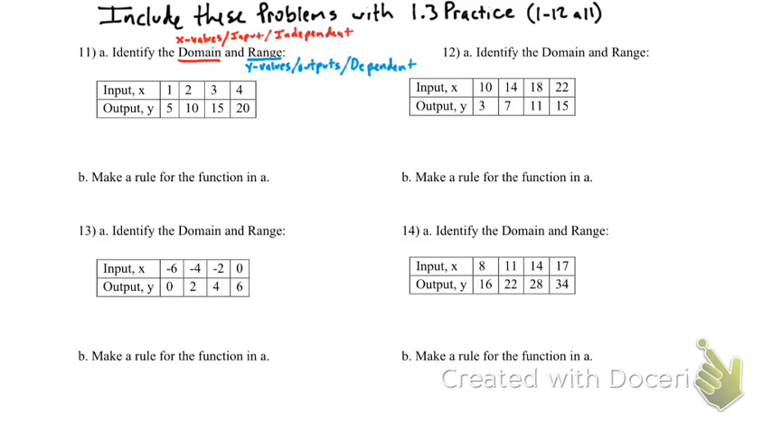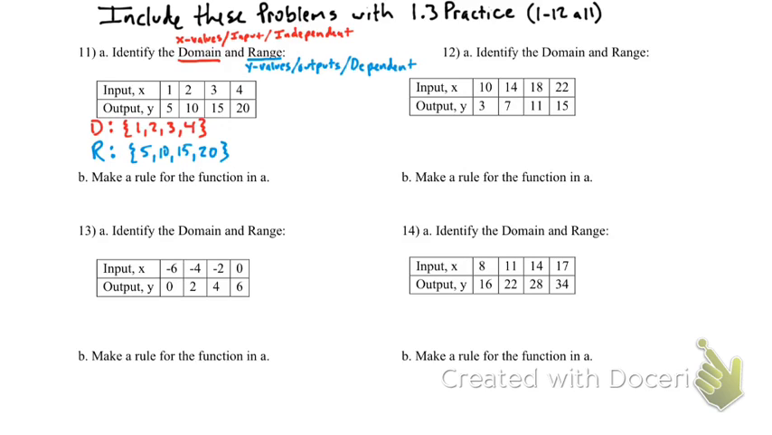So simply in number 11, part A, we are going to identify the domain and range from this table. So put it simply, my domain is just all the x values. And we write our domain using these squiggly brackets here. So our domain is going to be 1, 2, 3, and 4. And then our range is going to be our y values, which is 5, 10, 15, and 20.